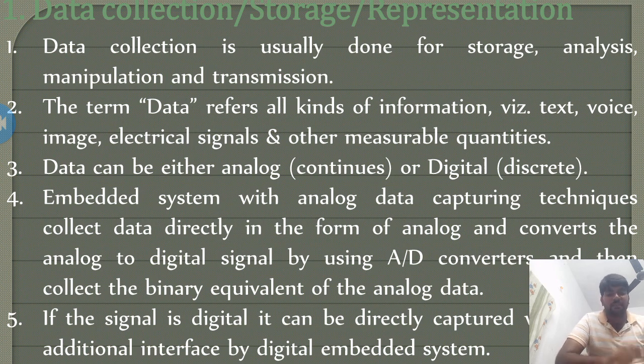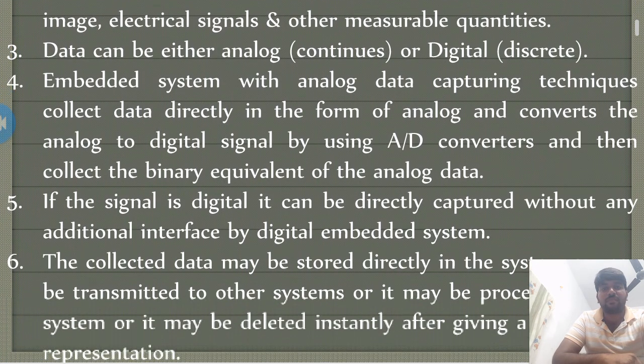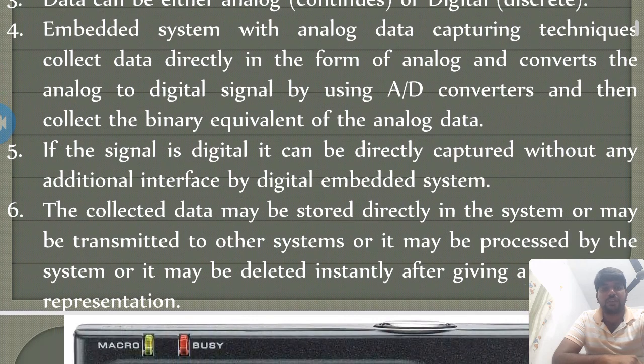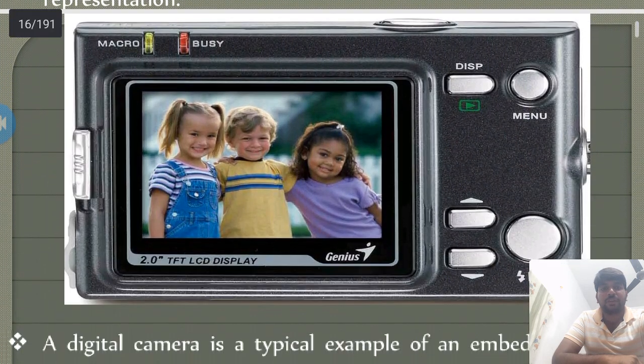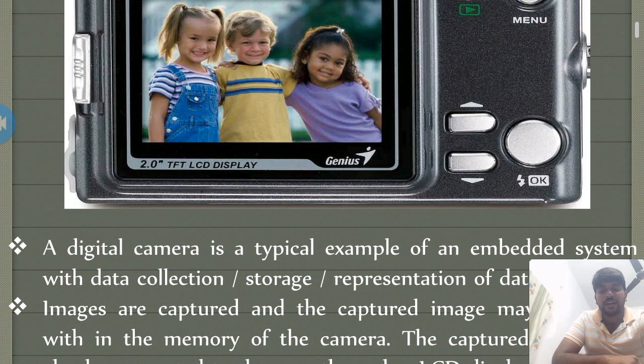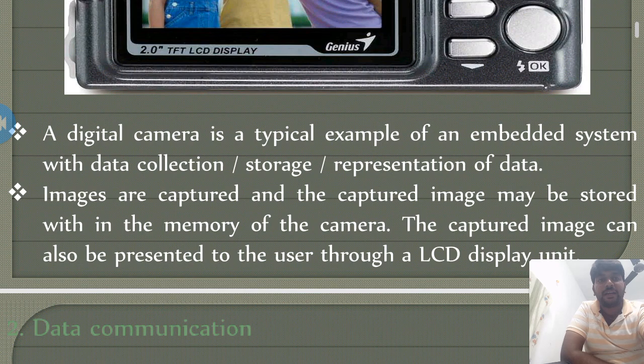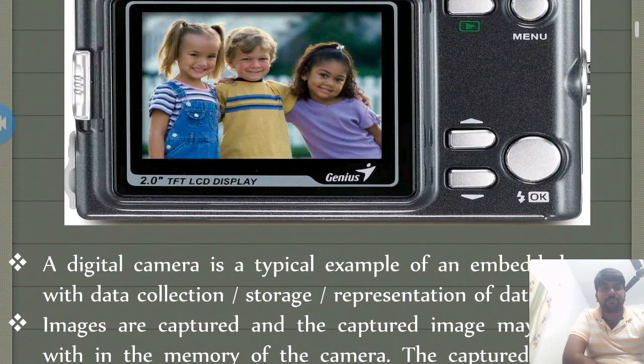Depending on the purpose of an embedded system, the data collection is served for any one of the following actions. First, data is directly stored in the system, or data is transferred to the external world, or data is processed by the system itself, or data is detected after performing a task. These are the following actions taken in the data collection.